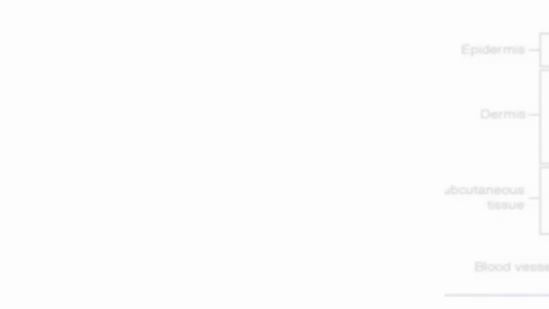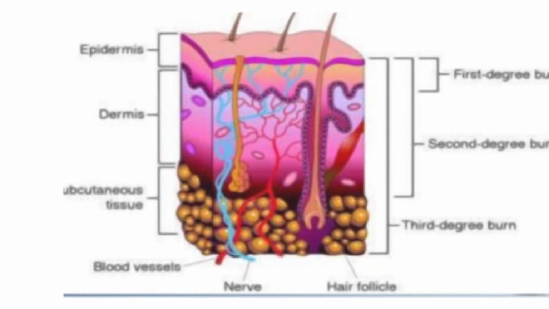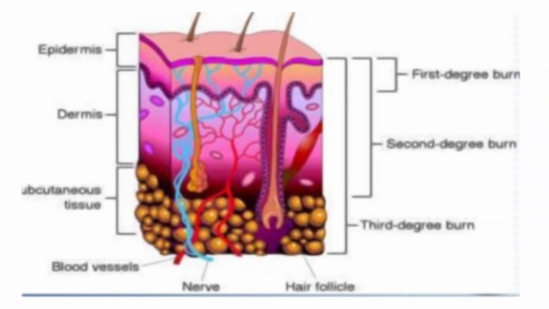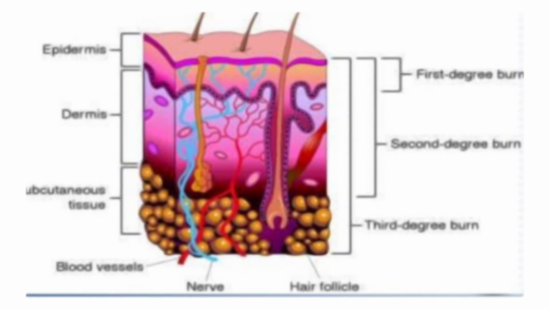Now again look at this diagram. On the right side there are layers of skin: epidermis, dermis, and subcutaneous tissue. On the left side are the degrees. If epidermis is involved, first degree burn. If dermis is involved, second degree burn. If subcutaneous tissue is involved, third degree burn.